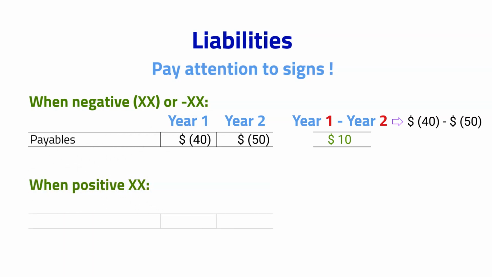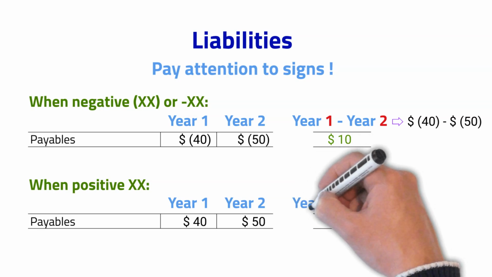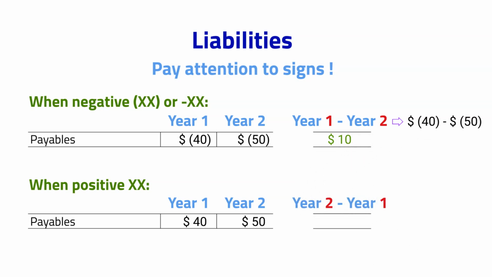If the liabilities are recorded as positive amounts, you need to change the direction of the deduction and deduct last year balances from current year balances. You will deduct 40 from 50 to get to $10 positive. Remember, an increase in liabilities has a positive impact on cash flow. That should always be a sense check.